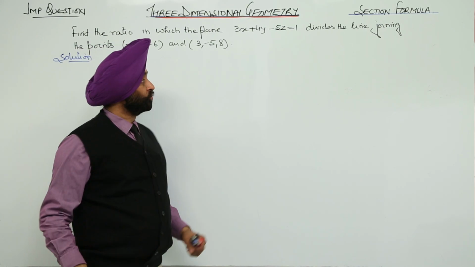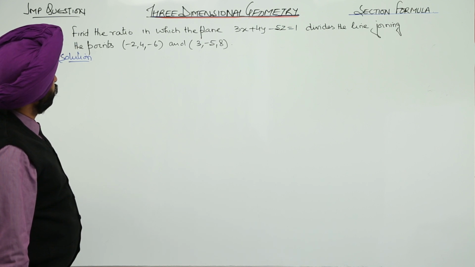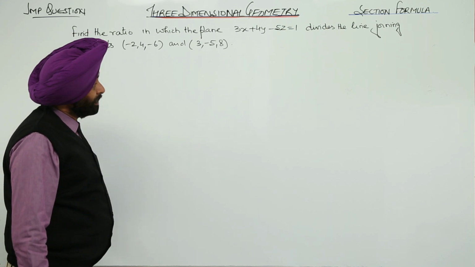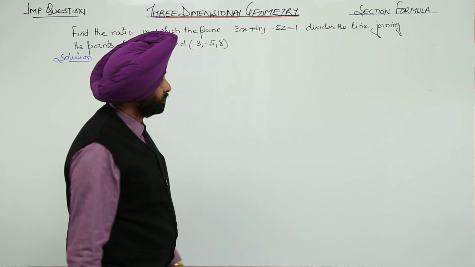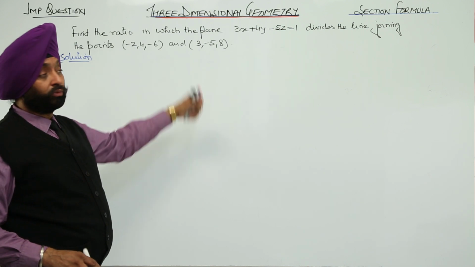Now, very important question. What is the question? We have to find the ratio in which the plane 3x + 4y - 5z = 1 divides the line joining the points which are given to us.